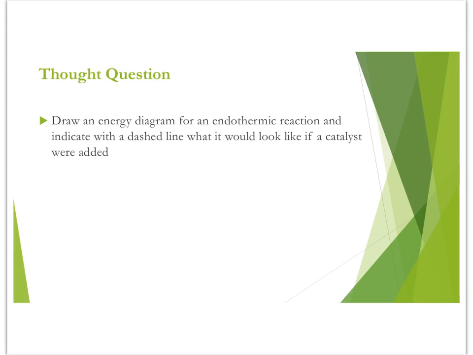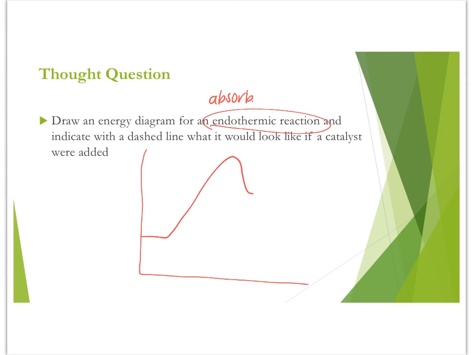Draw an energy diagram for an endothermic reaction and indicate with a dashed line what it would look like if a catalyst were added. Okay, so endothermic. Endo, absorb. So that means we have to go uphill more than we go downhill. And now we add a catalyst. Just shorten that hill a little bit. That's all you have to do.